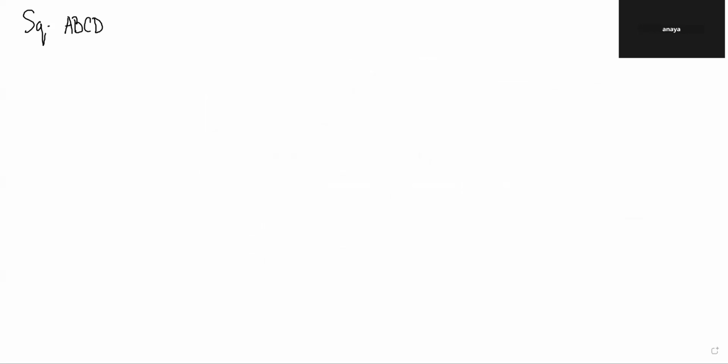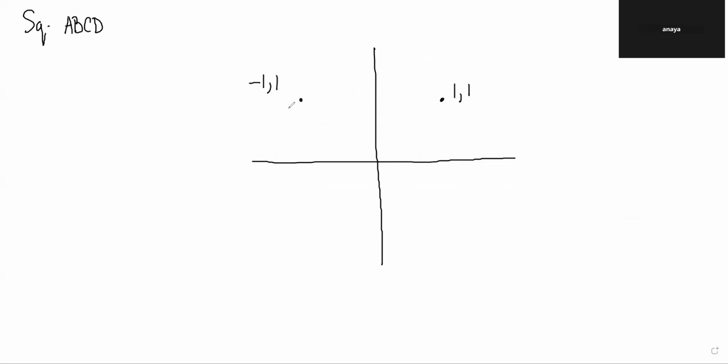It has vertices at A 1, comma 1, minus 1, comma 1. Okay, so the center of the square is the origin. This is 1, comma 1. Then there is a minus 1, comma 1. There is a minus 1, comma minus 1. And there is a 1, comma minus 1.